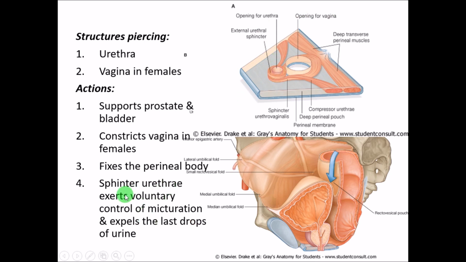The sphincter urethrae exerts voluntary control of the micturition and expels the last drops of urine. So the last drops of urine can be pushed out by the constriction of the external urethral orifice. Both the urethral orifice and the vaginal orifice are covered by this muscle, or the two muscles of the urogenital diaphragm. Together they are called the urogenital diaphragm.